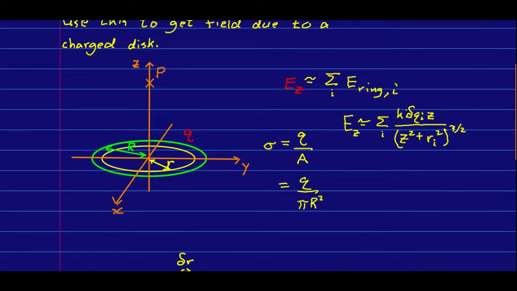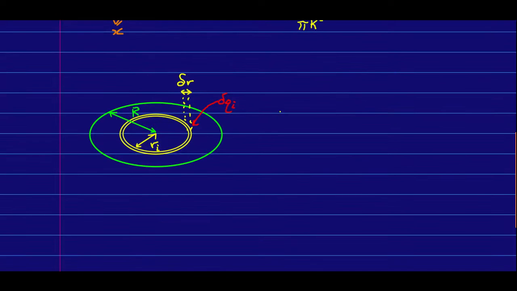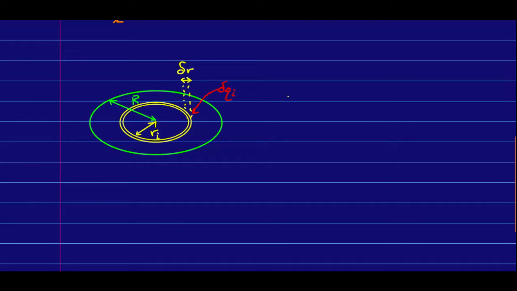So the main piece of work that we have to do is to figure out how much charge is on the ith ring. So let's look at that. Well, we can think of the ith ring as having some area, which should be equal to its length, or in other words, the circumference around it, times its thickness.